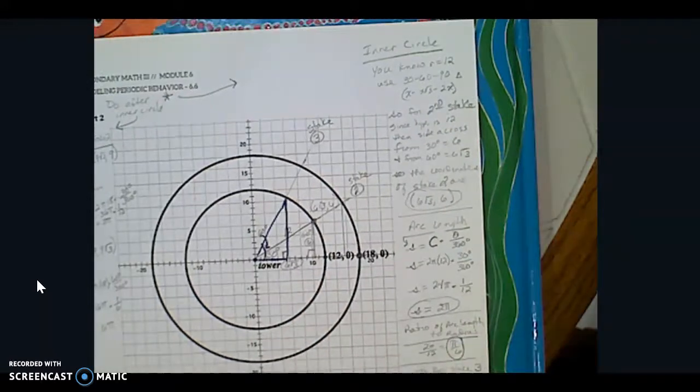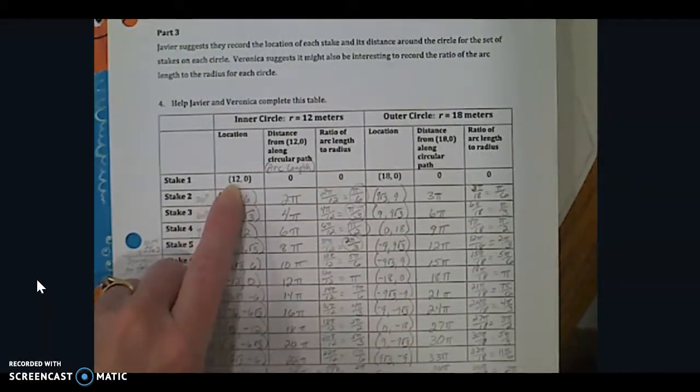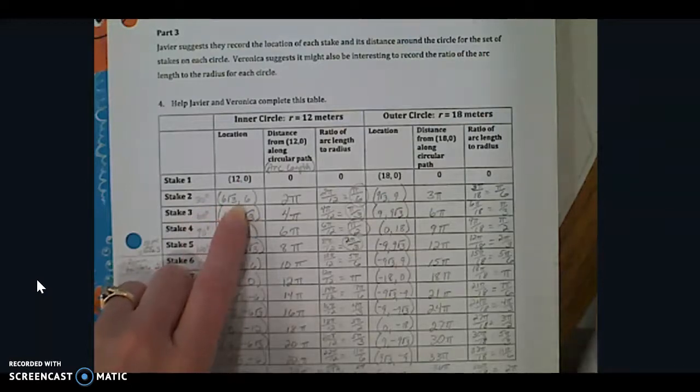Now when you do this, you're going to want to fill it in on this third page here. This is the chart you're going to fill in. So remember, stake 1 they did for us. It was 12, 0. Stake 2 is, I put here for myself to remind myself, it's 30 degrees. And then I found those coordinates, 6 root 3, comma 6.